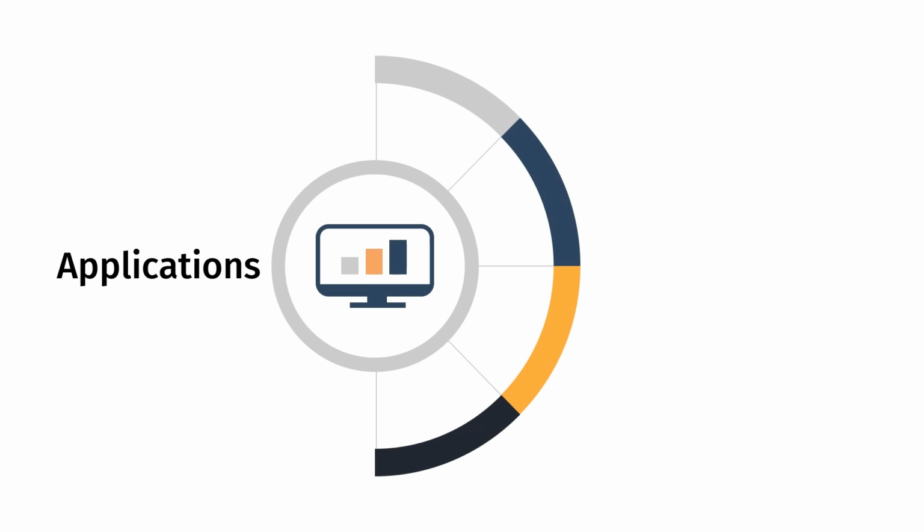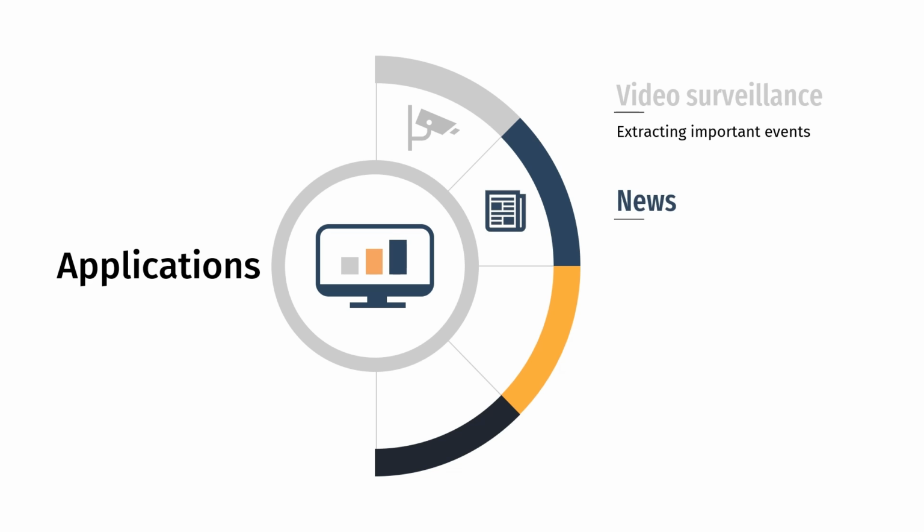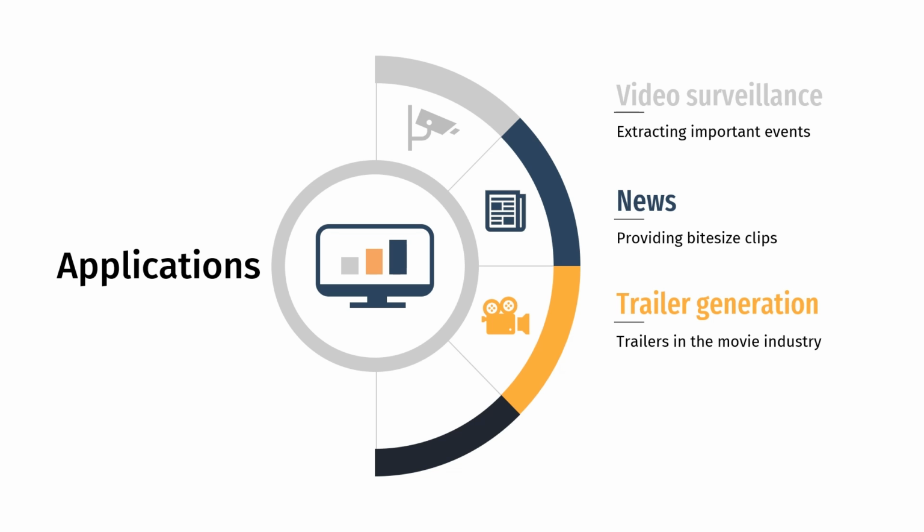Video summarization is already prominent in your day-to-day life. It's used in video surveillance to extract only the important events. News sites use it to provide bite-sized clips of their news reports. Trailers can even be automatically generated for movies. In the sports industry, summarization can pick out when a team scores.